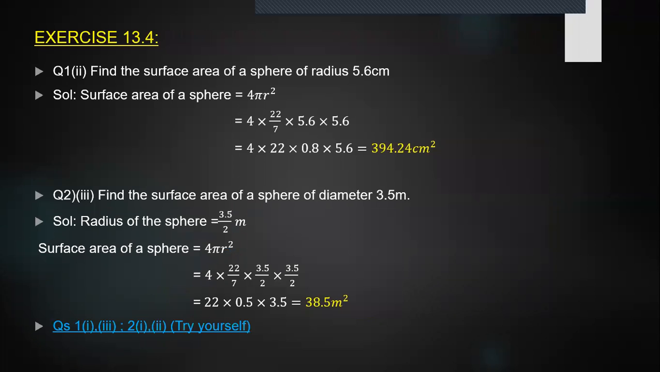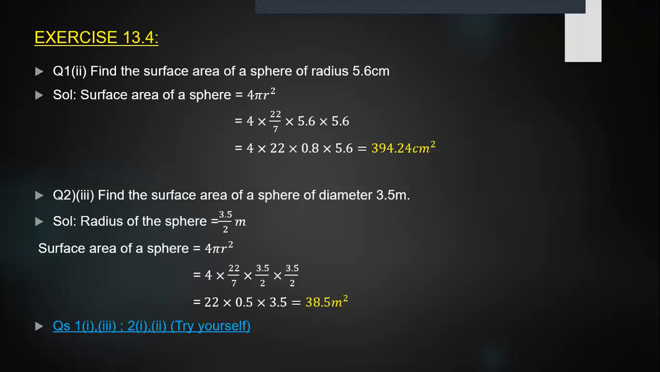We are now going to move to exercise 13.4, and I'm going to start with the first question, second part. Find the surface area of a sphere of radius 5.6 centimeters. The surface area of a sphere is 4 pi r square, and you are going to substitute the values as given. Now over here, 5.6 cancels with 7 to give us 0.8. The rest of it is multiplied and the surface area comes out to be 394.24 centimeter square.